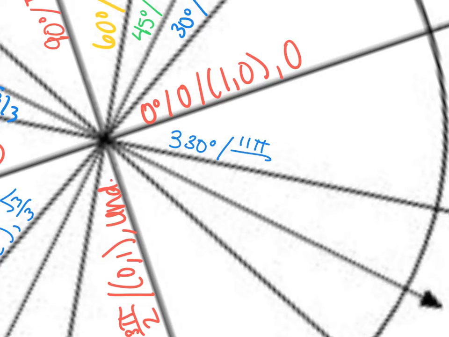And the last blue angle would be here, so it would be 330 degrees. The radians would be 11 pi over 6, and the point is (radical 3 over 2, negative 1/2), and the tangent is negative radical 3 over 3.